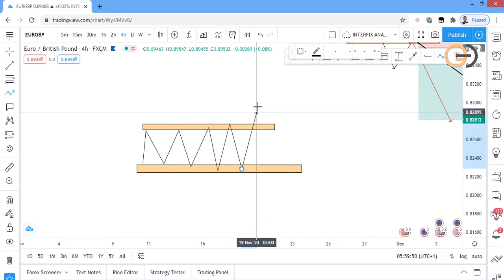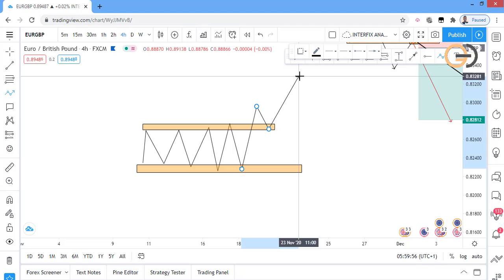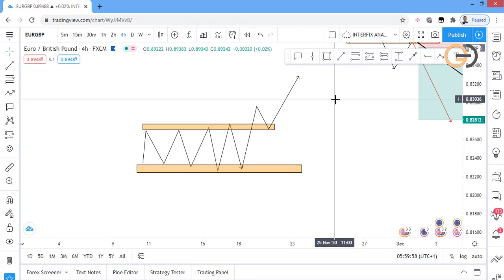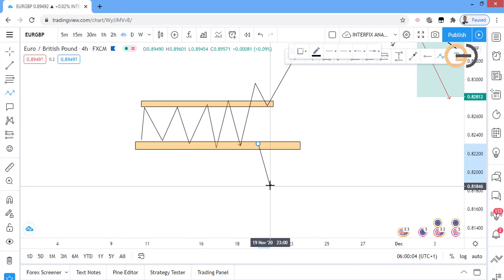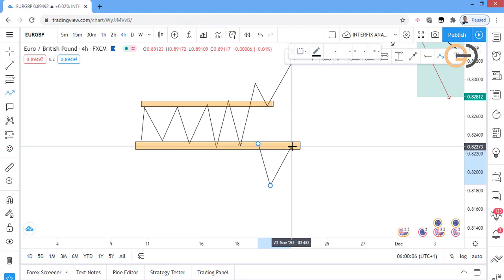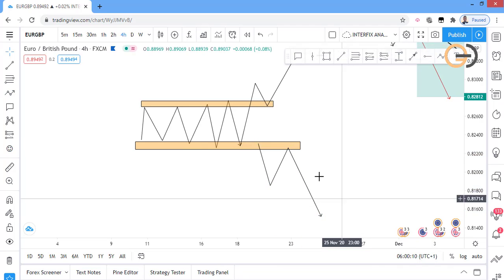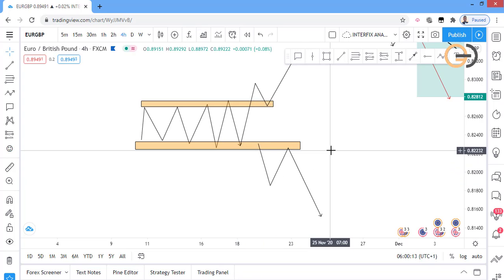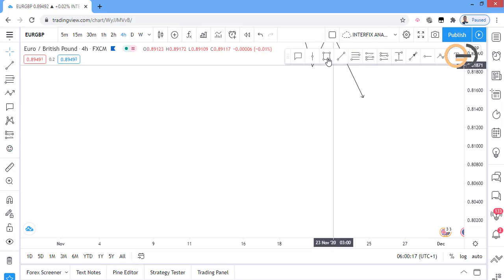It either breaks to the upside clearly and then comes back to retest the resistance. It becomes a support, and then we take the buy. Or it breaks down to the low and then retests it. We must wait for it to come back to retest it before we take a sell position. This is where Forex needs patience.